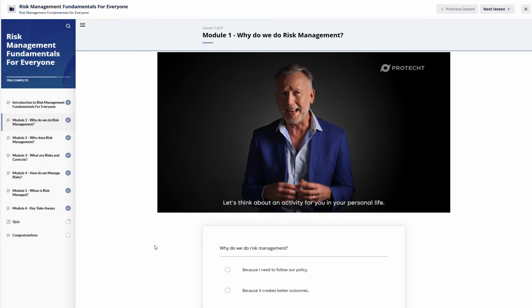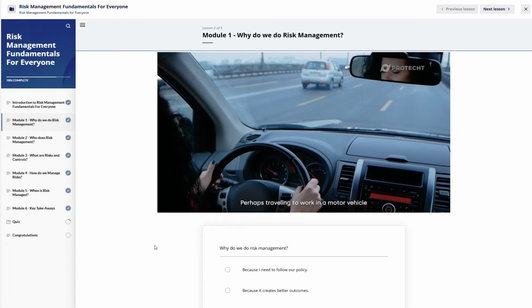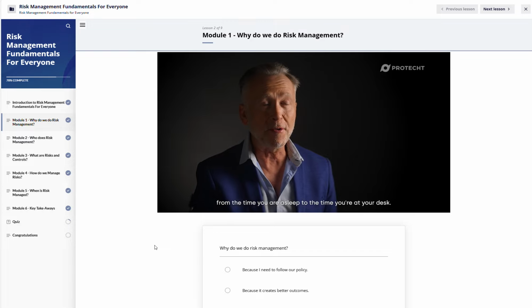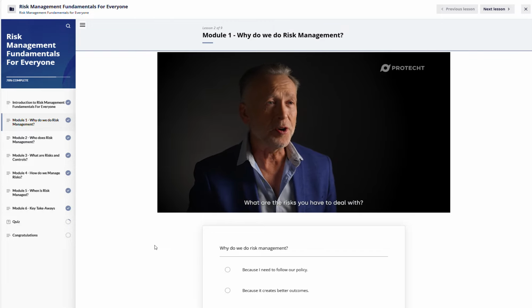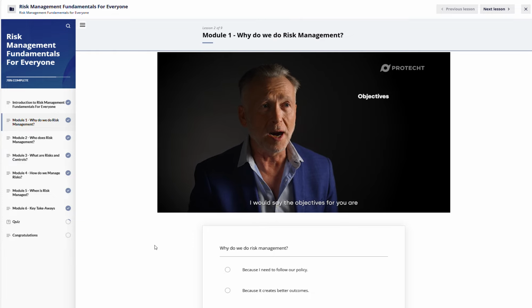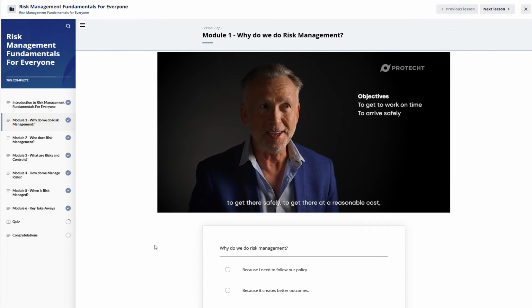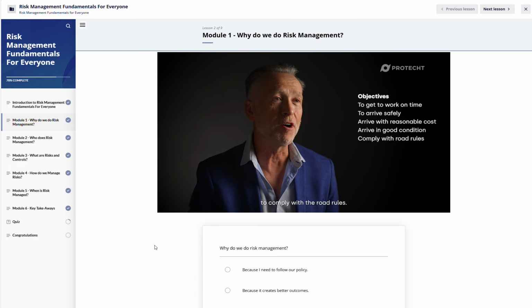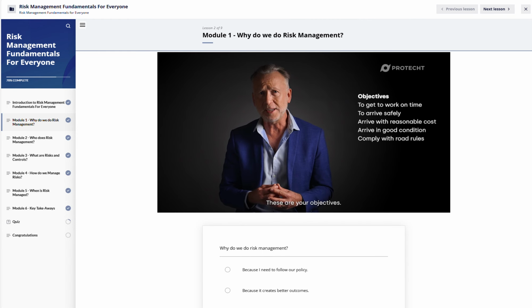Let's think about an activity for you in your personal life, perhaps travelling to work in a motor vehicle. From the time you are asleep to the time you're at your desk, what are the risks you have to deal with? Well, firstly, what is the objective? I would say the objectives for you are to get to work by a certain time, to get there safely, to get there at a reasonable cost, to get there in good condition, and hopefully to comply with the road rules. These are your objectives.